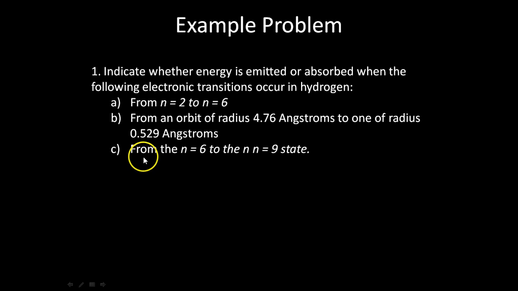And then if an electron moved from n = 6 to n = 9, again, it's going from a low state to a higher state. And so when it goes from a low state to a higher state, it needs to absorb energy, which is usually in the form of a photon.